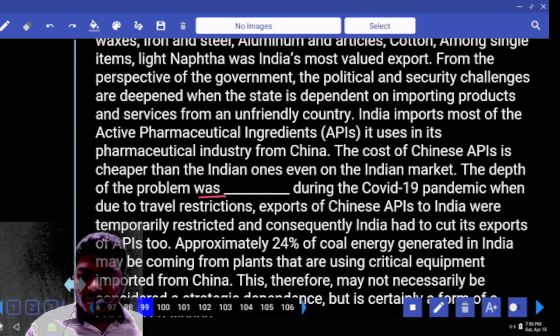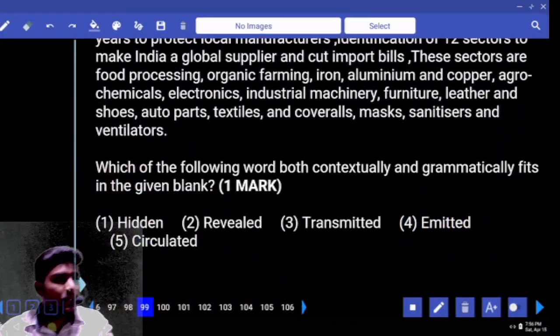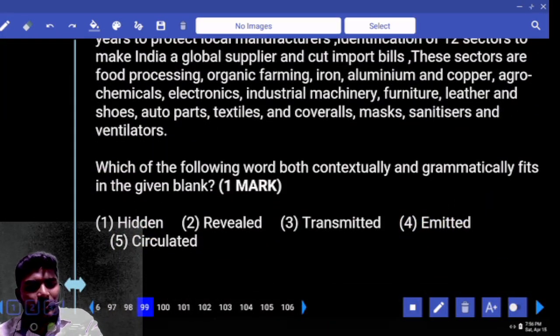Was this given? After the blank, we can use with and before. Once look at the options. What are the options here? Hidden, revealed, transmitted, emitted, circulated. All of them are V3s.